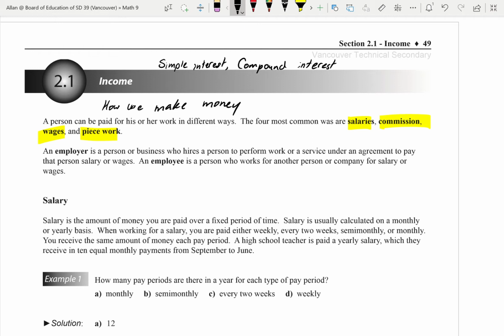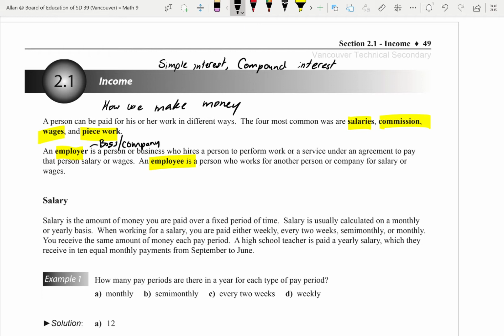Two other points: there's a difference between an employer and an employee. The employer would be someone's boss, a boss or a company, who hires you to do a job, and the employee is the person who's doing the job, or works for someone. If you work at Starbucks, then you're an employee of Starbucks. Myself, I'm a teacher. I'm an employee of the Vancouver School Board.